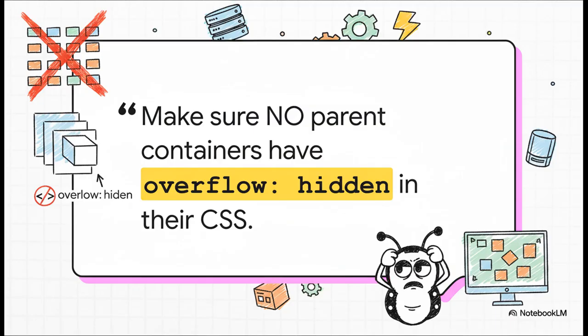Okay, now this is a pro tip that will save you from pulling your hair out, trust me. Multiplex ads, those are the grid style ones, are super fussy. If any parent container anywhere above them has overflow hidden in the CSS, the ad will literally get chopped off. This is one of those bugs that can drive you crazy, so just burn this one into your memory.